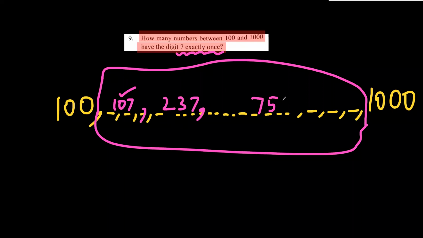Then 752, they want to see 7 exactly once. Then 8, then 979, they want 7 exactly once, such numbers they want. So what I noticed is that exactly once means the 7 can be at units place, it can be at tens place, it can be at hundreds place.